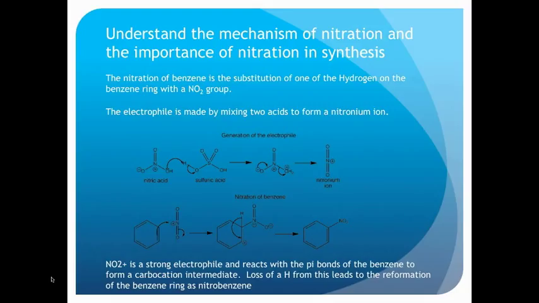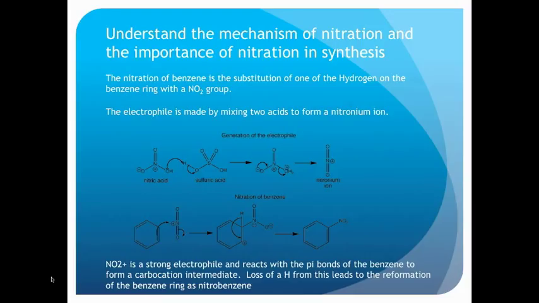Once that nitronium ion, a strong electrophile, is made, then it is used to break into the benzene ring. You remember what we saw in the last video about electrophilic substitution on a benzene ring. This is electrophilic substitution, not of a chloride or a halogen on a benzene ring, but a nitrate group.